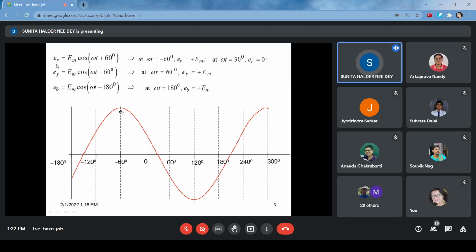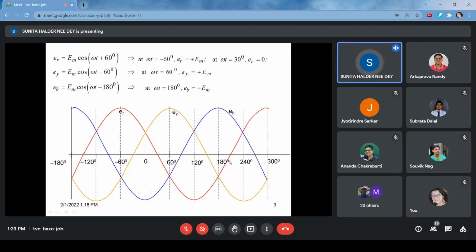So if I want to draw the waveform for Em cos(omega t plus 60), that is for R phase, then obviously at omega t equal to minus 60, it is maximum, and at omega t equal to 30, it is 0. So from there, you must identify the maximum and zero value, and from there, you must draw the R phase. Then for Y phase, in that way you find out the maximum value, and from there, plus minus twice pi angle, you draw the waveform. In that way you draw the R phase, Y phase, then the B phase.